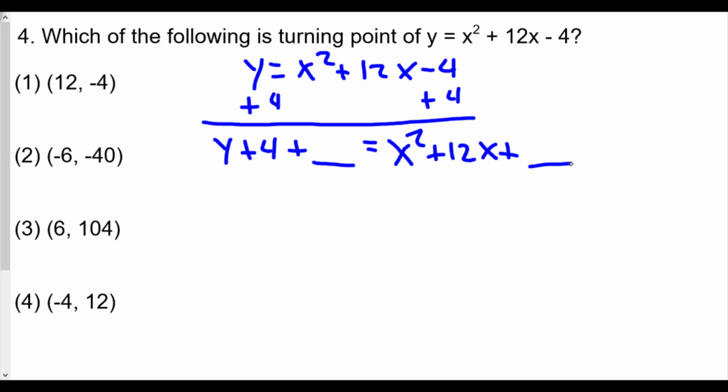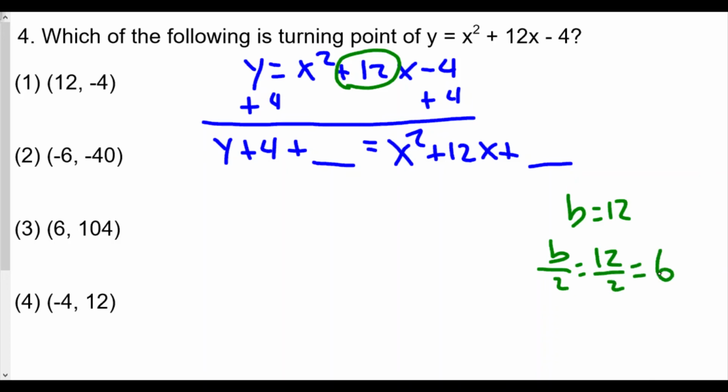So we move the c term over, that was the negative 4. Now the b value is positive 12. So we see here b equals 12. So we want to take b over 2, and we get 12 over 2 is equal to 6. We then take the 6 value and square it to get a value of 36. And that's what we're adding to both sides, 36.